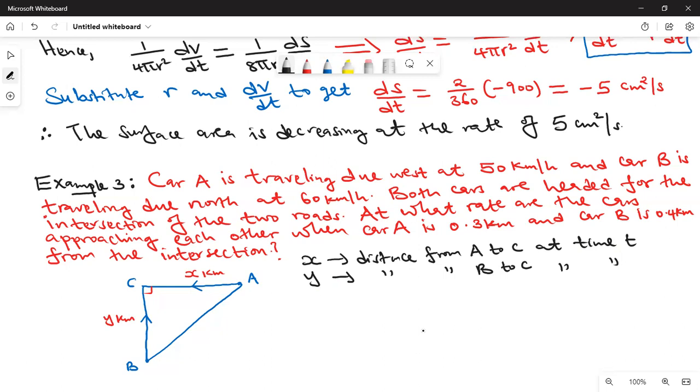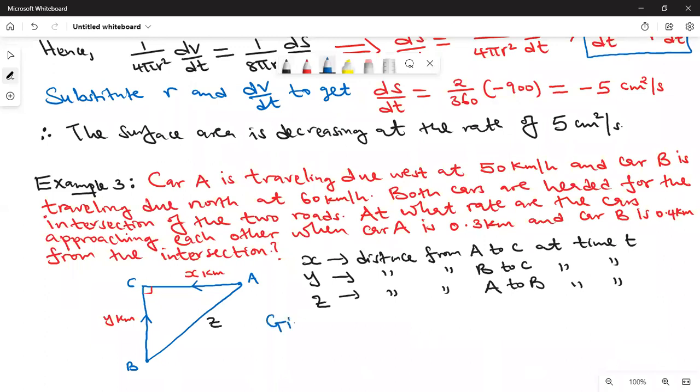So what about the distance between B and A? Let Z be the distance from A to B at any time t. So this one here is Z. Now look at that triangle. It is possible to find an equation relating x, y, and z. But before we look at the equation, what are we given?